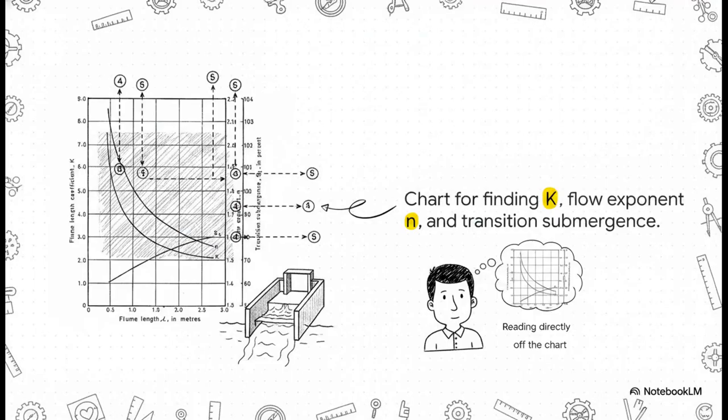To find those complex constants like k and n, we don't have to guess or do crazy calculus, we just read them directly off specialized engineering charts. By taking our specific flume length on the bottom axis, we trace a line straight up to intersect the curves. This lets us pinpoint our flume length coefficient, our flow exponent, and something called transition submergence, all in one quick glance.